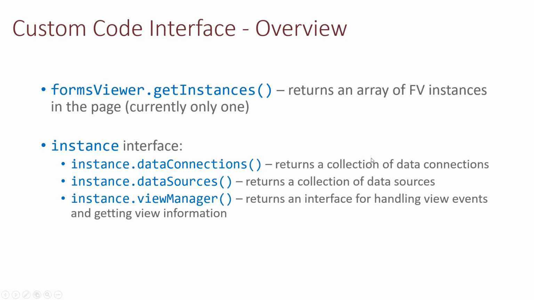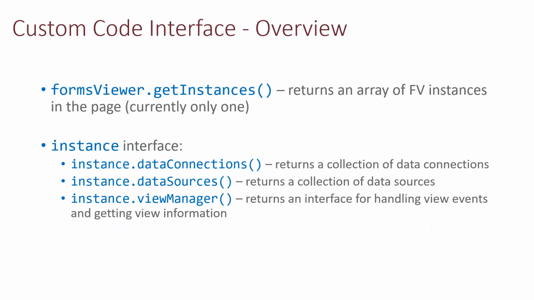One returns a collection of all the data connections in the form. One returns a collection of the data sources in the form, and another returns a piece of logic that allows you to interact with the view a little bit and allows you to handle view events right before and after the view renders, and check which view you're on.